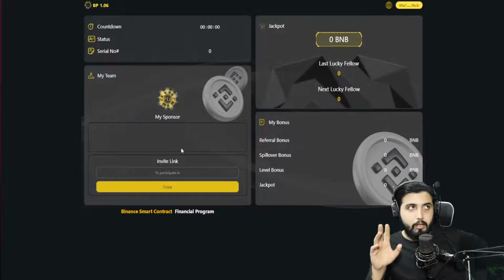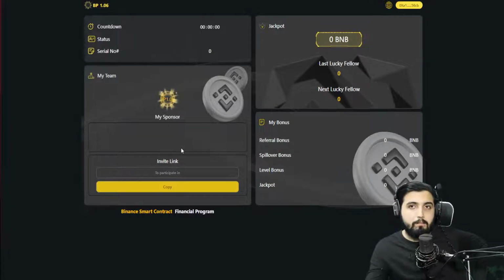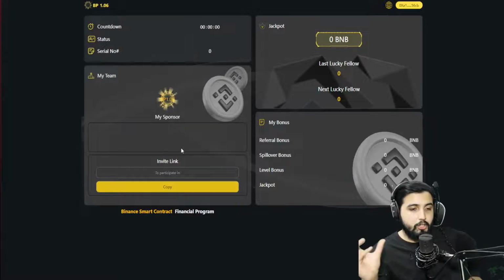So if you deposit, and if you just invite 2 people, you get back your initial investment. It's that simple. And afterwards, the more people that you invite, the more it's your profit. And the margin of the profit in this one is extremely insane.